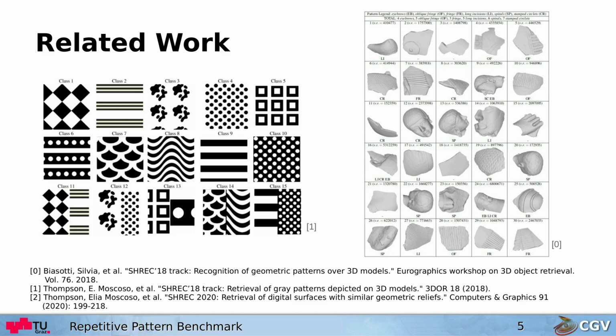Within this track, a dataset of 3D scanned artifacts with geometric patterns was used, and the goal for the participants was to determine whether a specific object contained none, one, or several of a given reference pattern. The track proved to be difficult for state-of-the-art methods, as none of the submitted solutions was able to yield satisfying results.